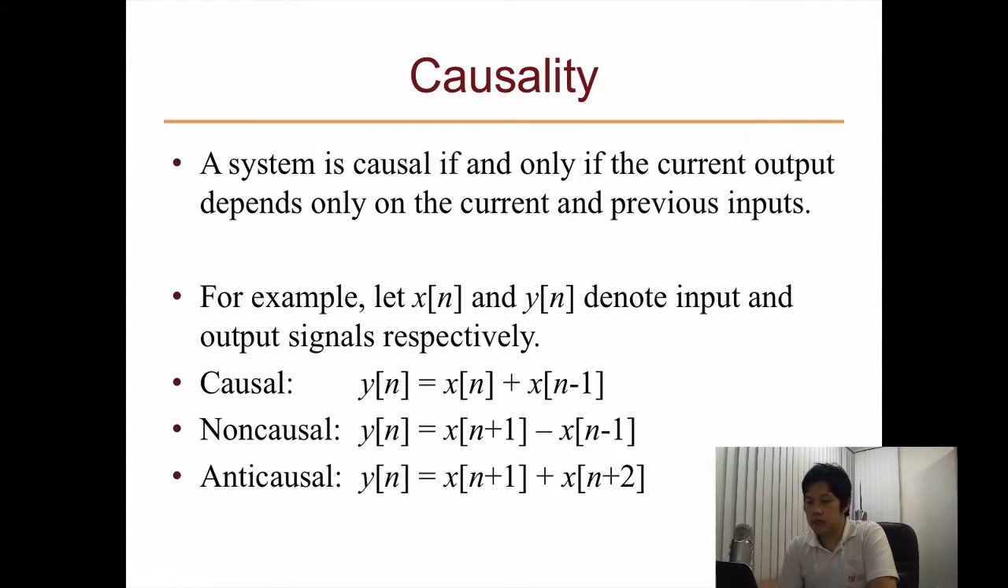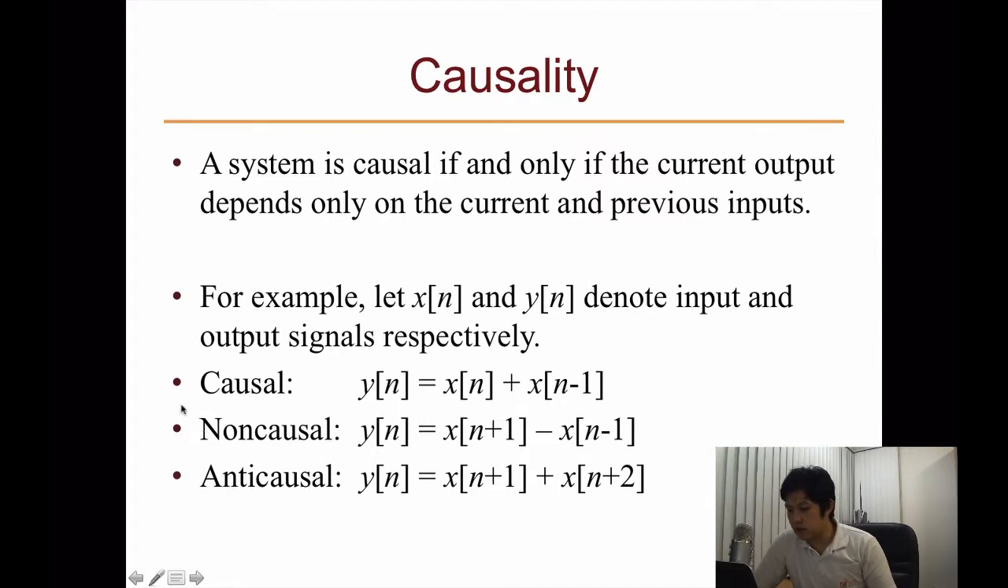The system is causal if and only if the current output depends only on the current and previous input. Or in other words, if the calculation of the current output does not rely on any future input, then it is a causal system. So if we let x[n] and y[n] denote the input and output signals of the system, it can be causal if the current output relies on only current and previous input.